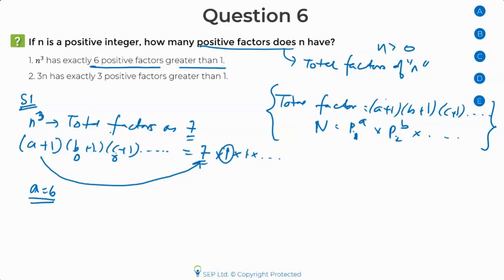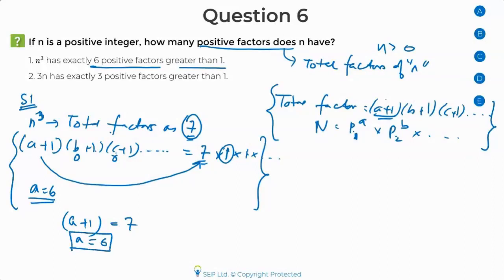The other way, if you don't want to get confused like this, is to look at the number and see whether you can split it or not. If you cannot split it, like 7 is a prime number, all you can write is 7 times 1, nothing else. If there's no further way to break it down, you simply take one of the variables, because the rest of them have to be 0. So you can say a is equal to 6. So what is your number? Your number is n cube. n cube has 7 factors. So you can say n cube is nothing but p1 to the power 6, so that when I find the total factors of this, I would get 7. I hope this part is clear.